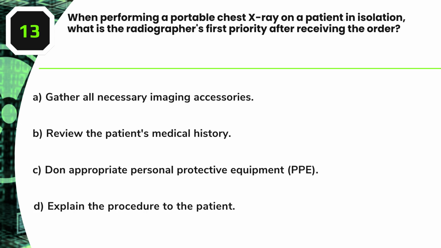Question 13. When performing a portable chest X-ray on a patient in isolation, what is the radiographer's first priority after receiving the order? A. Gather all necessary imaging accessories. B. Review the patient's medical history. C. Don appropriate personal protective equipment, PPE. D. Explain the procedure to the patient.